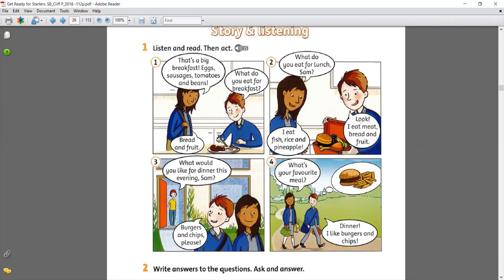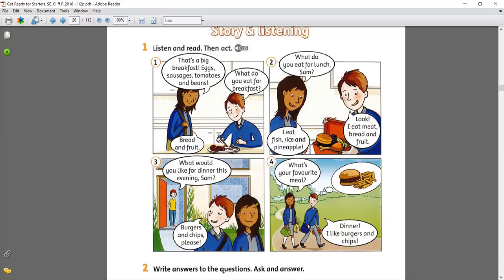Look, I eat meat, bread and fruit. Fruit means palaturu. I eat fish, rice and pineapple.